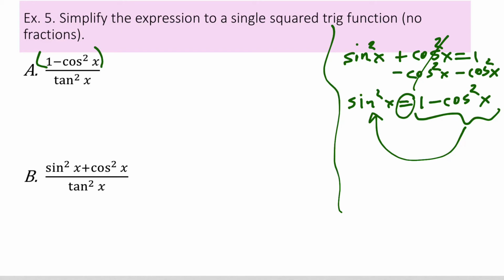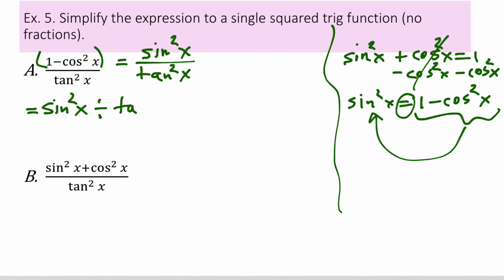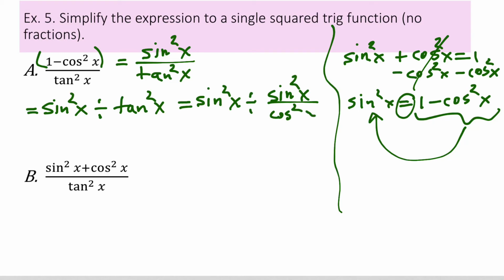I'm going to substitute first. I'm going to say this is the sine squared of x divided by the tangent squared of x. All right, now I can write it as the sine squared of x divided by the tangent squared of x. And I could say that's equal to the sine squared of x divided by, performing a substitution for the tangent squared of x, the sine squared of x over the cosine squared of x, which is equal to the tangent squared of x. All right, so I've got two fractions if I put a 1 under this one.